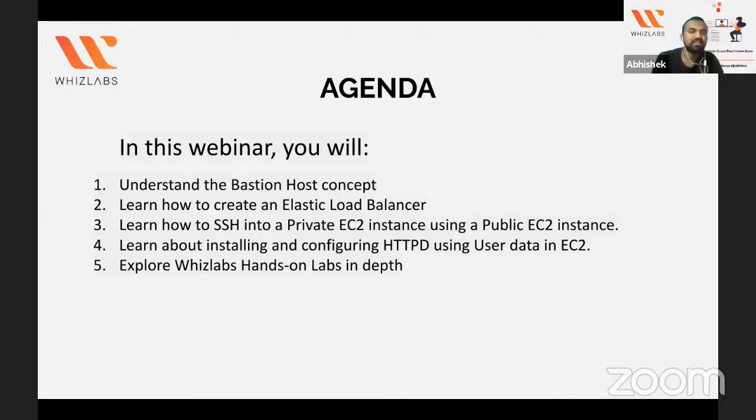We will see how to SSH into a private EC2 instance using a public EC2 instance, because private EC2 instances don't have a public IP, so you cannot SSH directly. You need to go through the public instances. We will understand how to install and configure HTTPD, that is Apache, using user data in EC2, and also we will understand the WizLabs hands-on lab in depth.